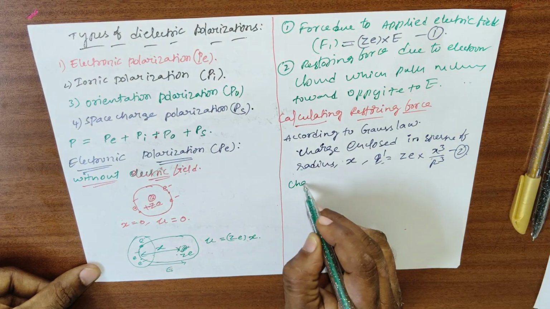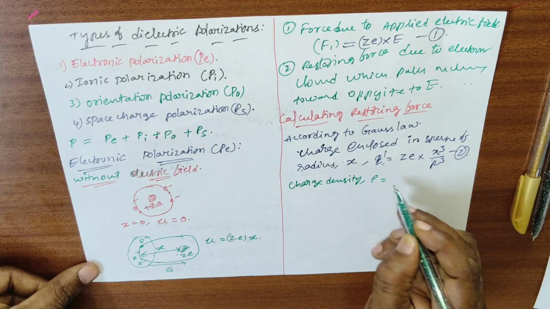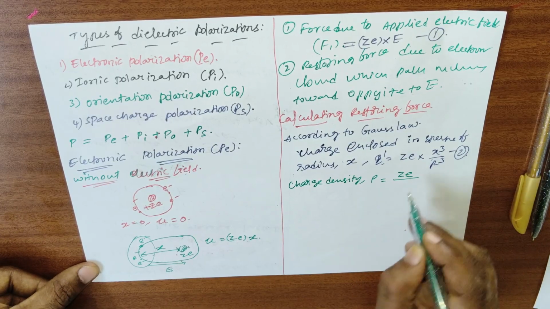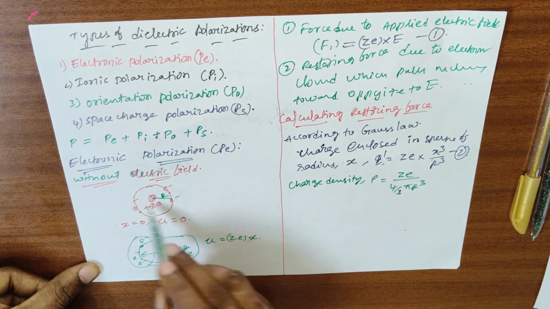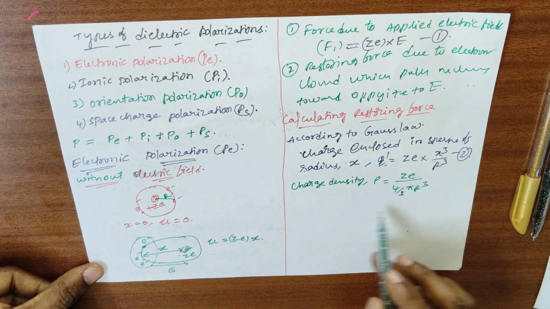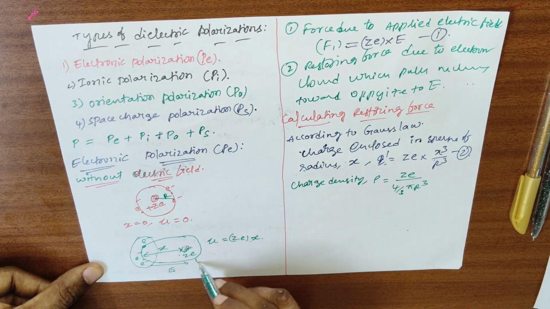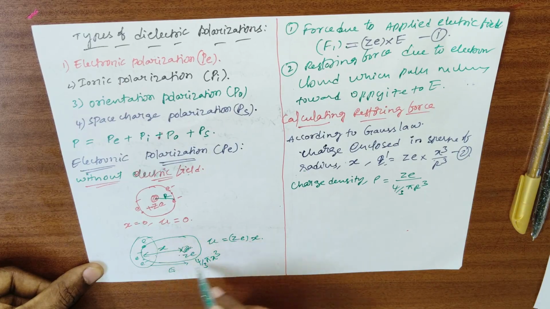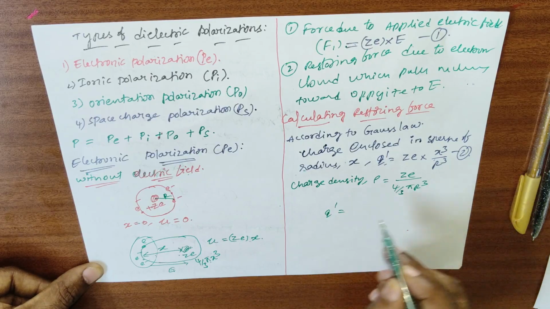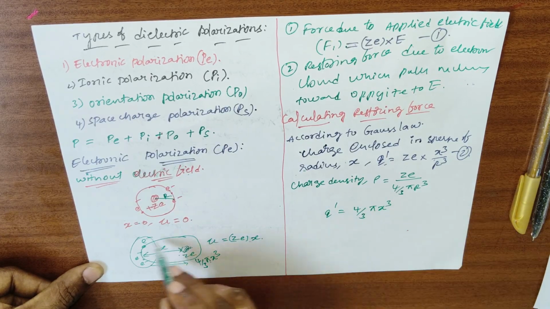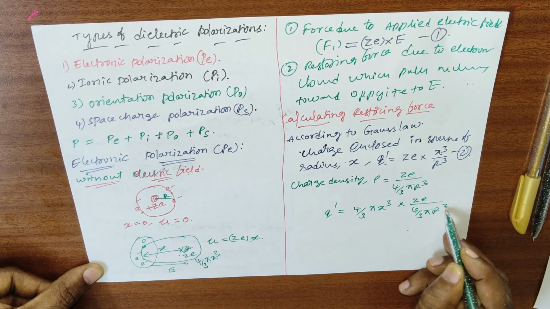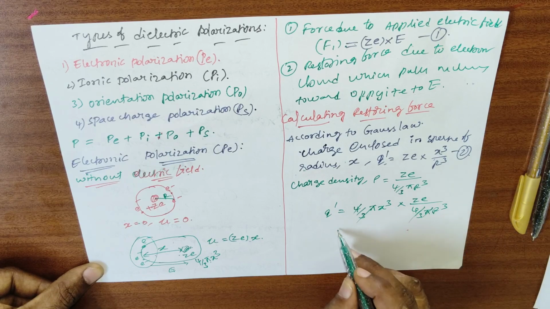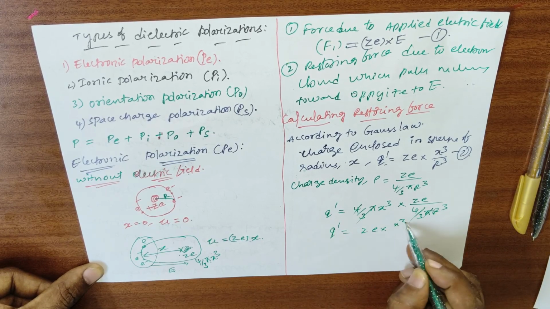Let us know. Charge density, that is charge per unit volume, rho, is equal to total charge divided by the total volume of the atom, that is 4 by 3 pi r cube. Here r is the radius of the atom without any electric field. Now the total charge enclosed in this volume, that is 4 by 3 pi x cube. The volume of the atom with applied electric field is 4 by 3 pi x cube. The total charge enclosed, that is q1, equal to 4 by 3 pi x cube, the volume of this atom, into the charge density, that is ZE divided by 4 by 3 pi r cube. Here 4 by 3 pi cancel each other. Then q1 we will get ZE into x cube by r cube.